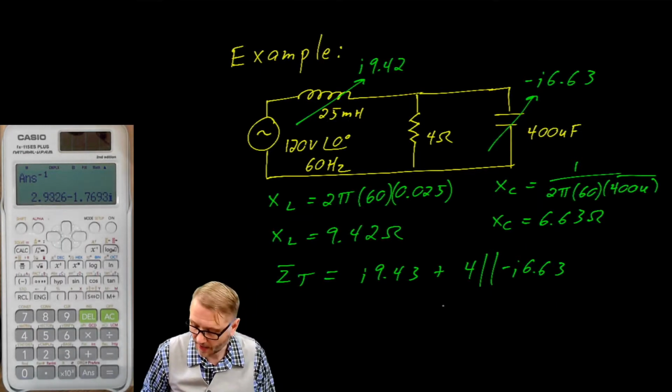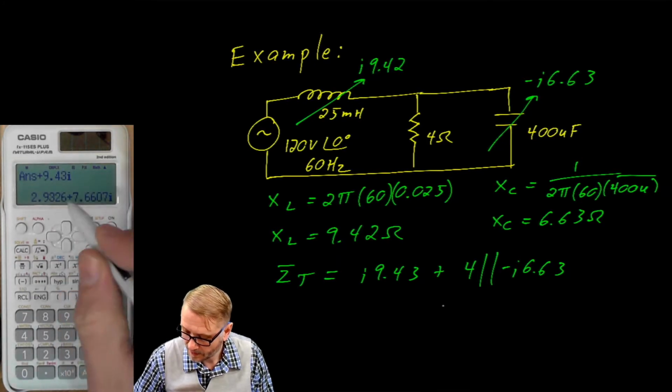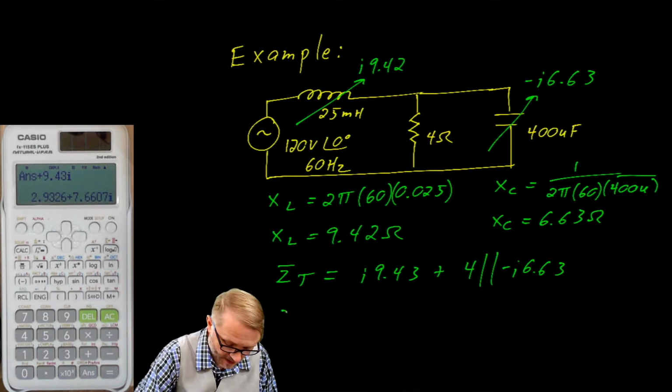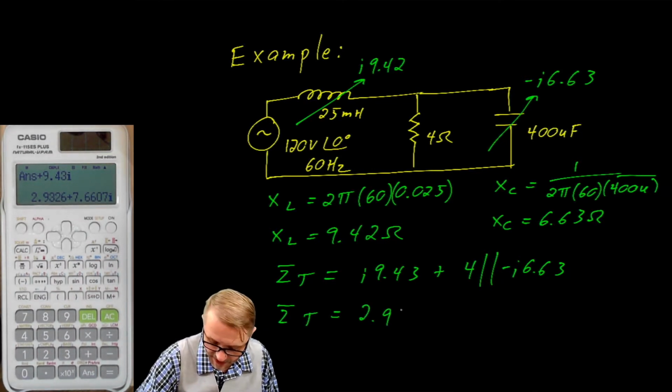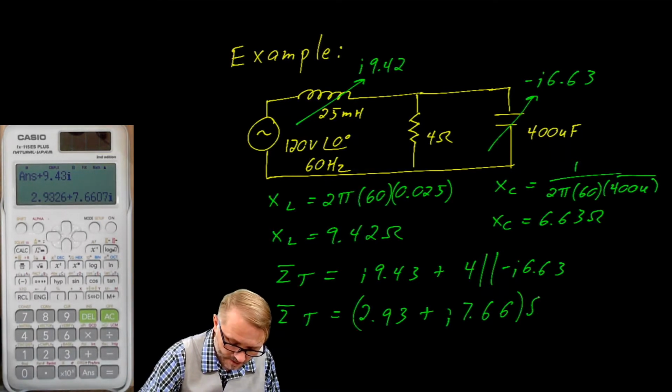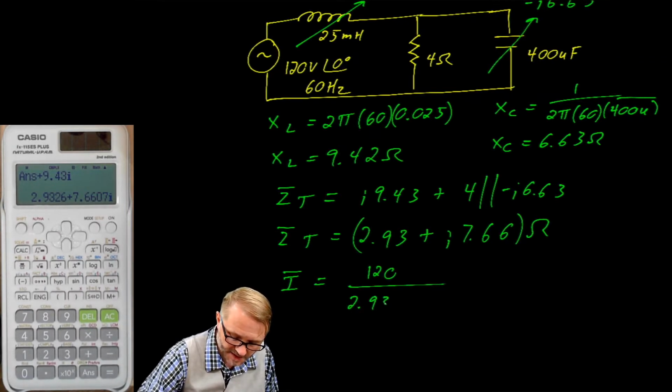And now to that, we're going to add 9.43j, which gives us a total impedance of 2.93 plus j7.66 ohms. The current is calculated with Ohm's law. That's a voltage, in this case 120 volts, divided by that impedance.